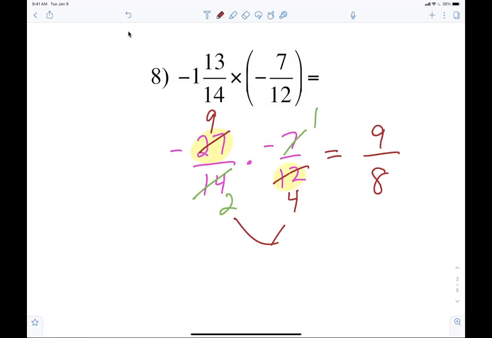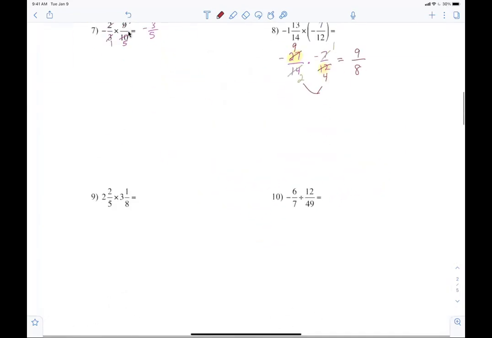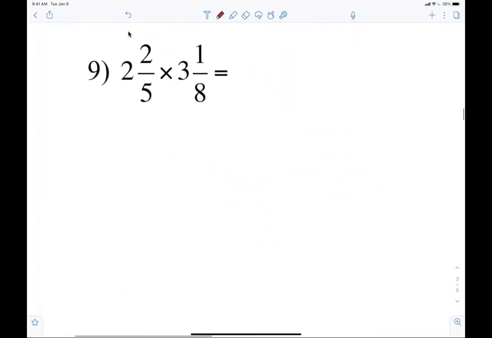Did you do one yet, Wilson? All right, you're up. Number 9. So you get rid of the mixed numbers, it'd be 12/5, right? And then it would be multiplied by 25/8.